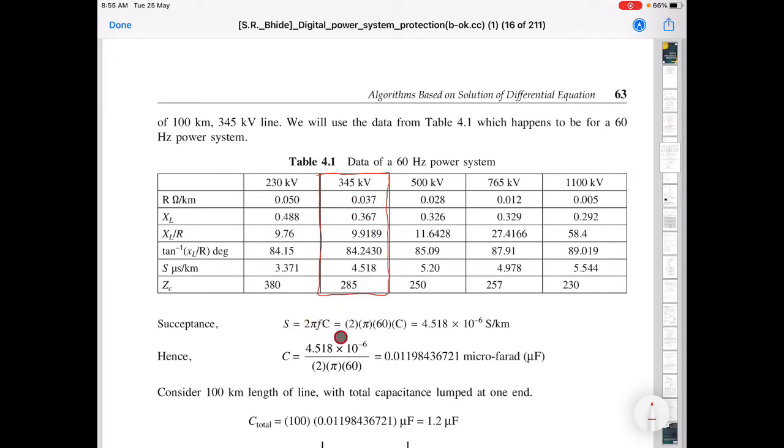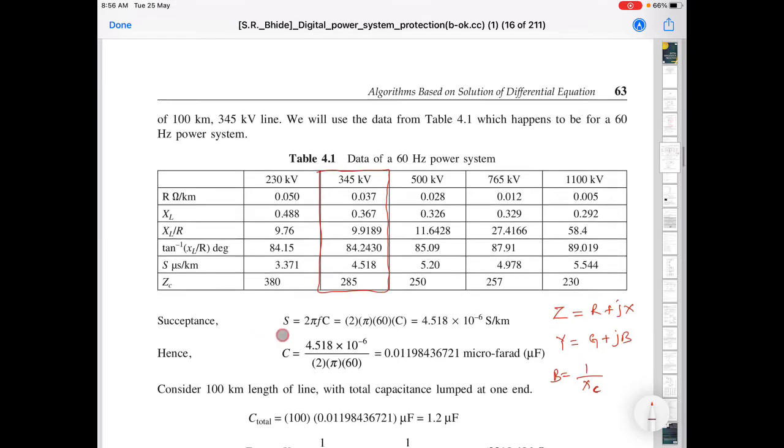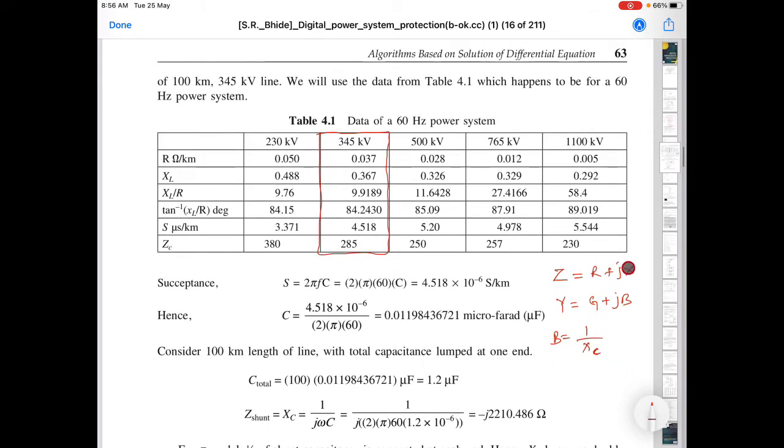See, we have terms like Z is equal to R plus jX. You know it. Similarly, we have Y is equal to G plus jB. You know it, correct? Inverse of resistance is conductance, and inverse of reactance is susceptance. So what is susceptance now? Inverse of reactance. Now, since this is a capacitive line, susceptance is related to capacitance. Here we take inductance, and here we take the major component as susceptance.